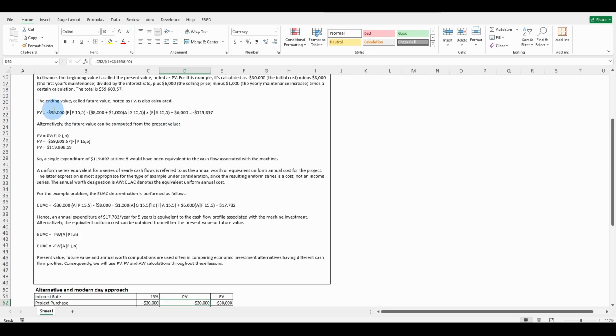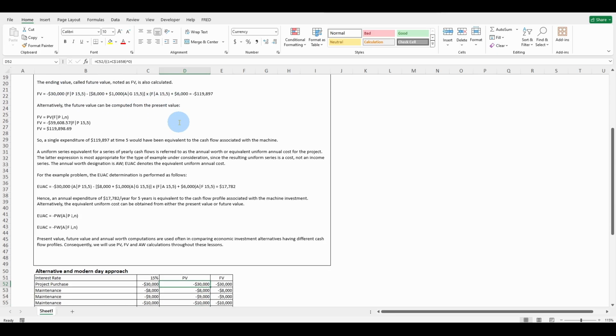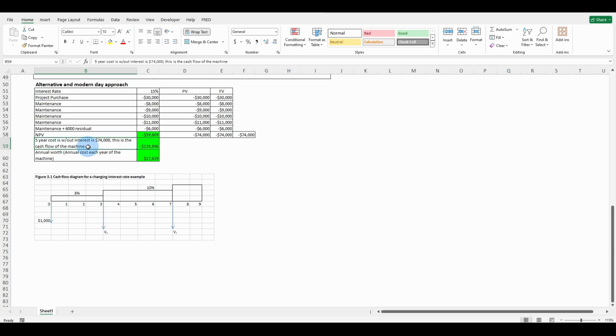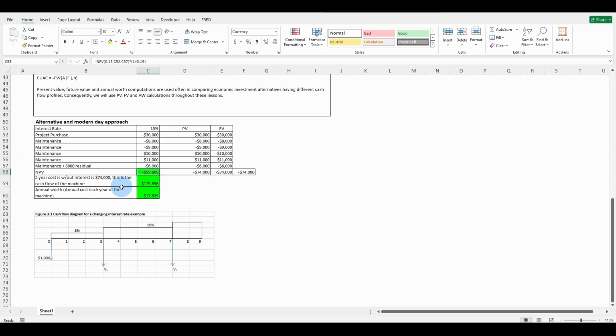Here, the ending value, called future value, is noted as FV, and is calculated at 190. The 5-year cost without interest is 74,000. This is the cash flow of the machine. The annual worth, the annual cost each year of this machine, is 17,839. And here's the net present value.